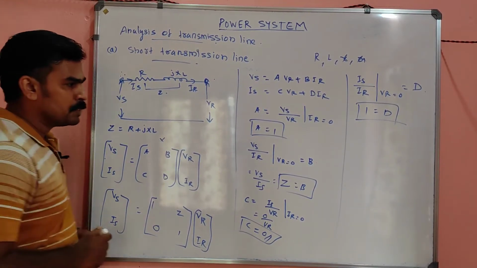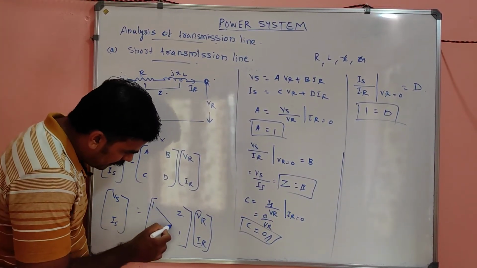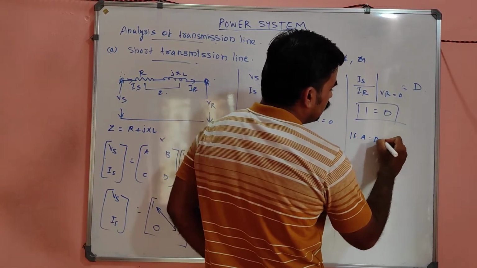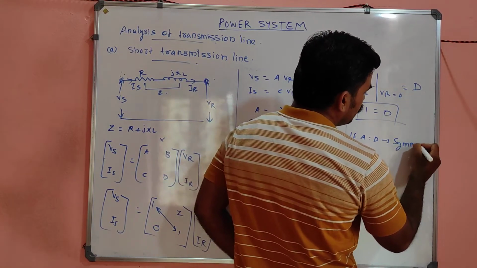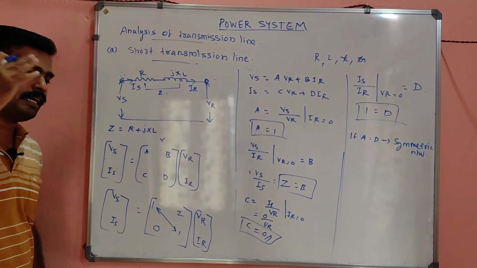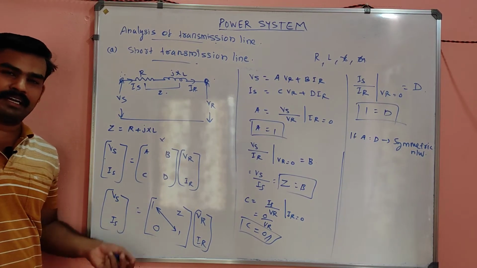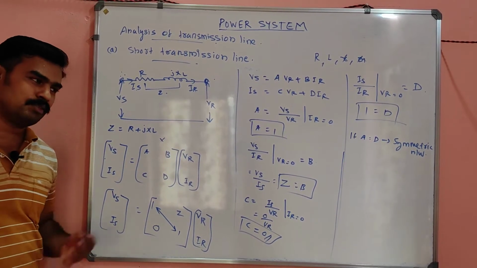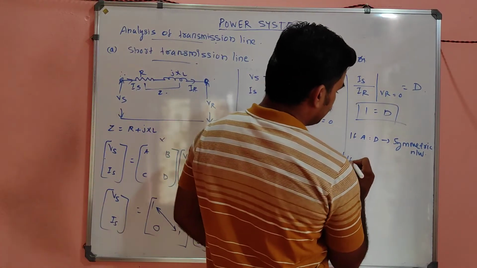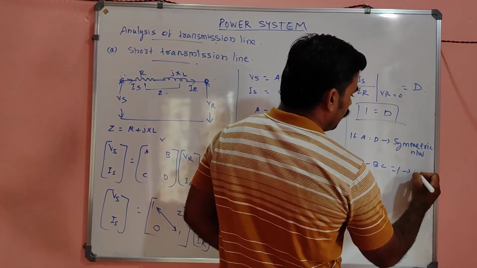Is it clear? And you have to note one thing, my dear. From this you can note that A and D are the same. If A equal to D, then it is called a symmetric network. I have already told you in circuit theory what is symmetry and unsymmetry and reciprocity and everything, right? So I don't want to repeat it again. So this is called a symmetric network, and if AD minus BC equal to 1, it is called reciprocal.